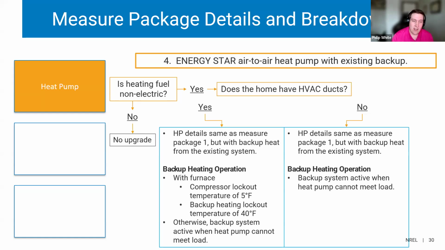Only dwellings with non-electric heating fuels received this upgrade. Dwellings with a ducted furnace install this heat pump in line with the fuel furnace. So this means that both systems can never be operating at the same time. To deal with this, the compressor has a lockout temperature of 5 degrees Fahrenheit, and the backup heat has a lockout temperature of 40 degrees Fahrenheit. The backup system will kick on when the heat pump cannot meet the load below 40 Fahrenheit, and the heat pump will never be active below 5 Fahrenheit.